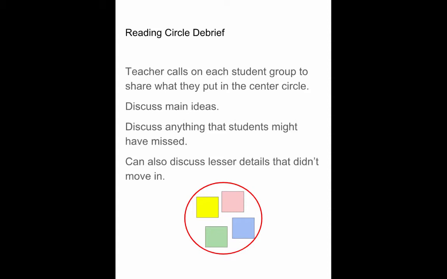So that's it for reading circle. That's kind of the idea. You could be centering this conversation around content. You could be centering it around grammar. You could be centering it around cross-cutting ideas or big ideas. You could really tweak this to your purpose.